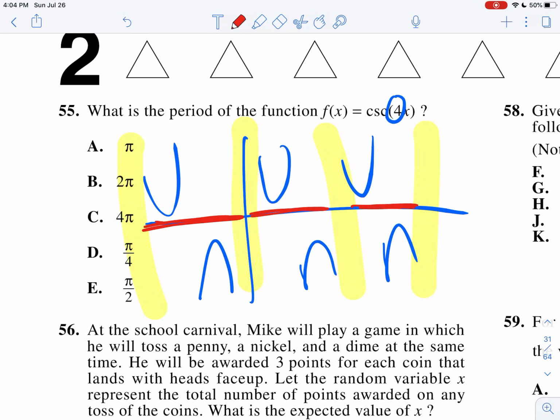And you can graph this and see, okay, what's the difference between this point and this point on the x-axis? Because that's going to be your period. You'll see that it's approximately 1.6, which is pi over 2. 55 is E. And you can get the same thing if you do period equals 2 pi over b.